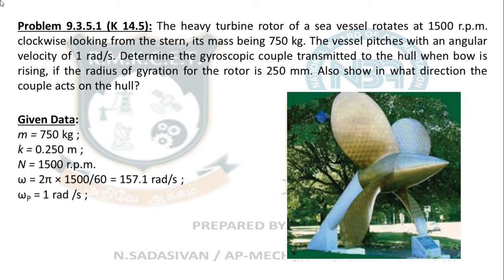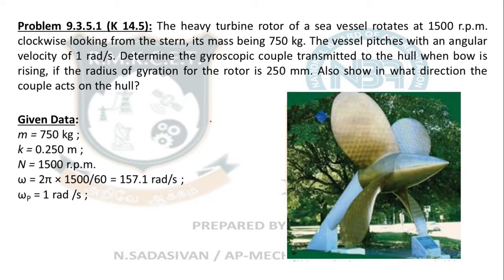750 kg, radius of gyration 0.25. Rotor speed is 1500 rpm, the spin speed. When I convert it to omega, it comes around 157.1 radians per second. And the precessional velocity: when the rotor is rotating, I am pitching the ship. Okay, how is the pitching done?